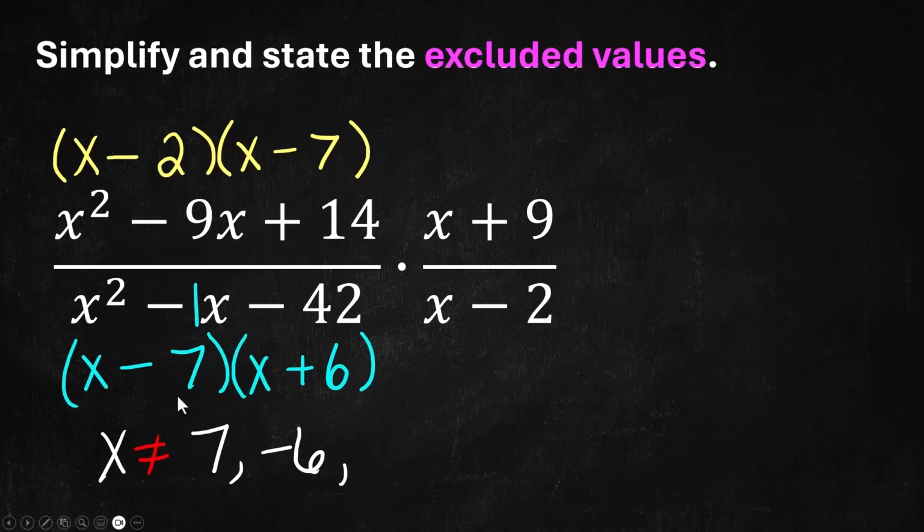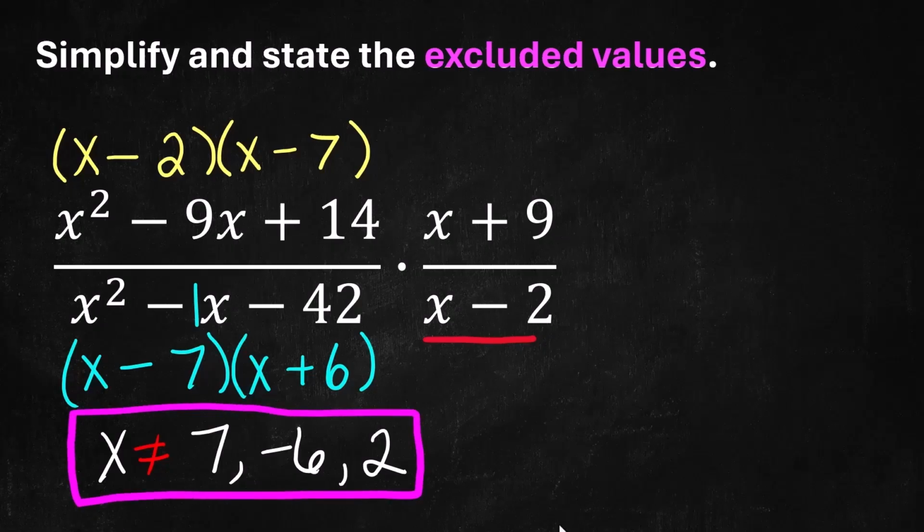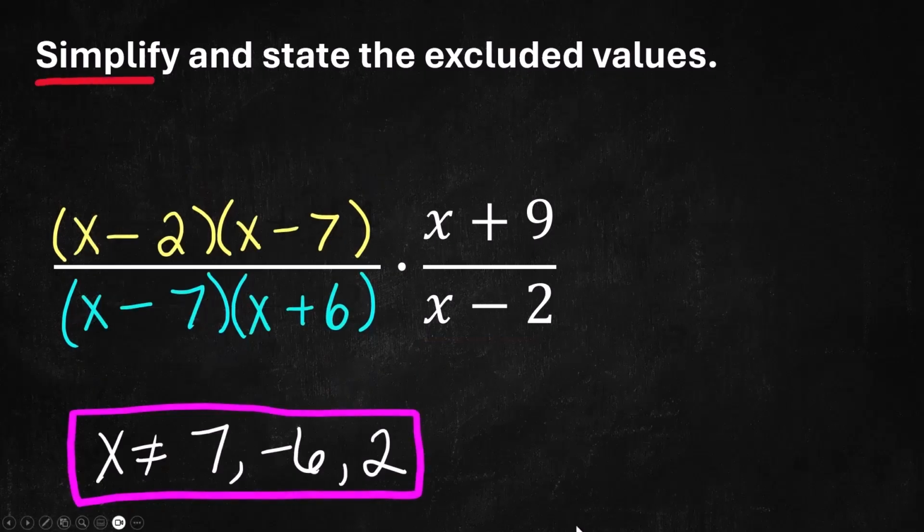We can get that from these two factors. But you also have to use this x minus 2. So we have to include a positive 2. So we have 3 excluded values that x cannot equal. Got those. Okay, now make it a little simpler by just using the factors here.